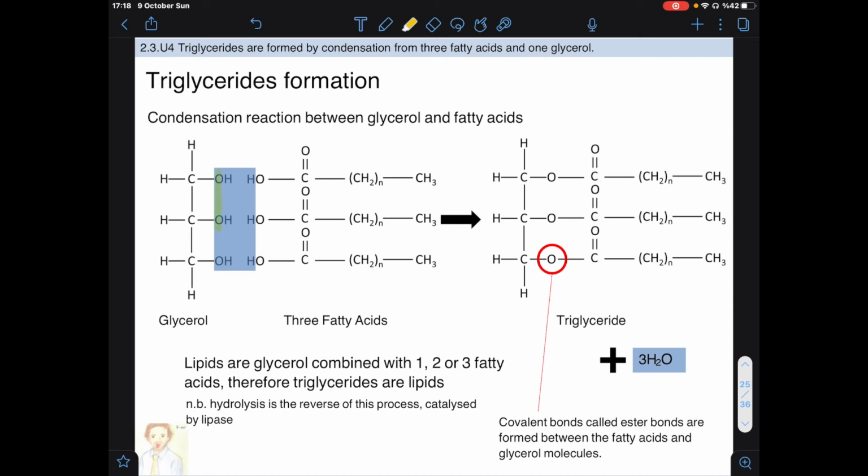So here, 2H and 1O is taken, and these two are bonded, and this bond is called an ester bond. And in the end, a triglyceride and 3 waters is produced.